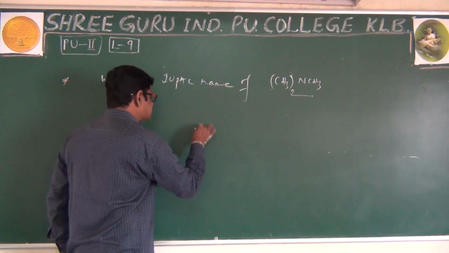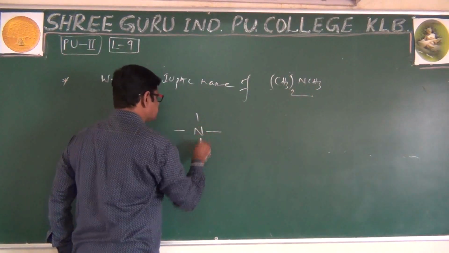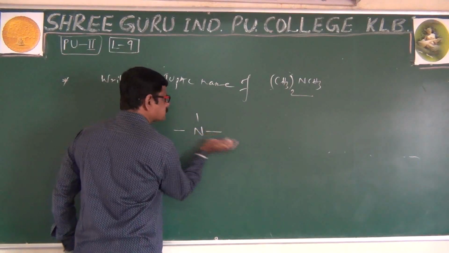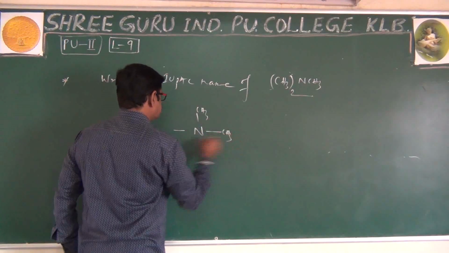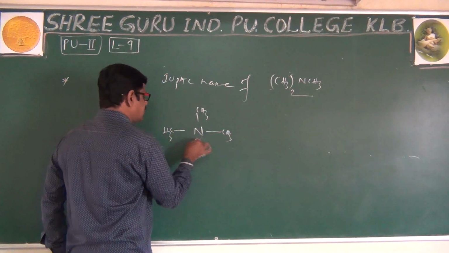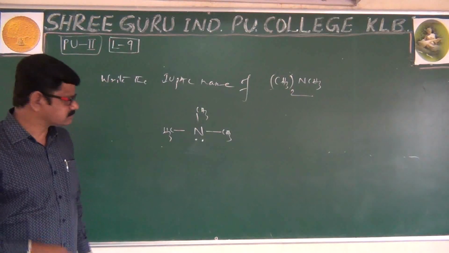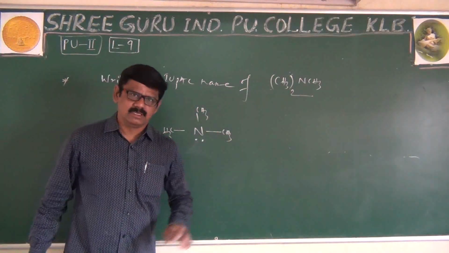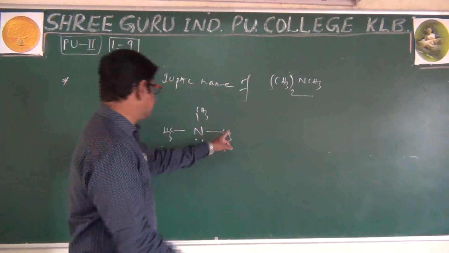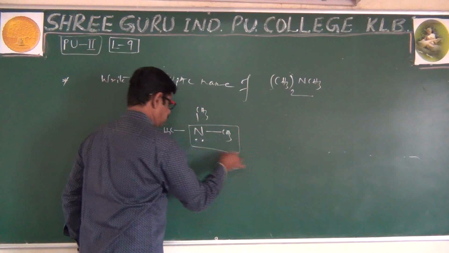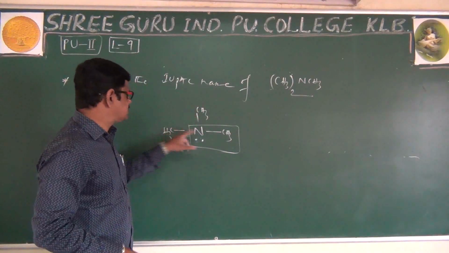We will write its clear structure. Nitrogen is connected with 3 methyl groups, 1, 2, 3 methyl groups. And of course, nitrogen has a lone pair, no doubt. Now we have to write its IUPAC name. Very simple. All 3 groups are the same. Out of 3, any one group we consider as the parent chain. Now I am taking this as the parent chain. The remaining 2 groups are just branches, and both branches are connected to nitrogen.